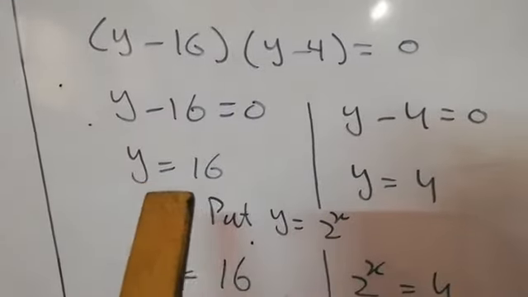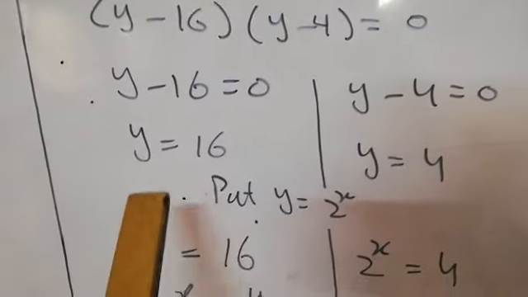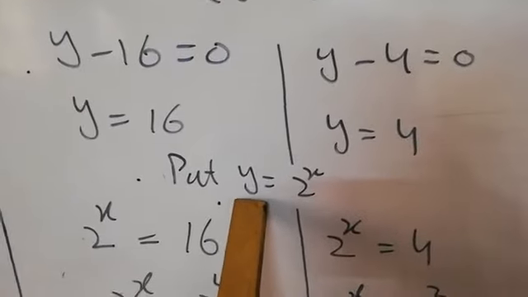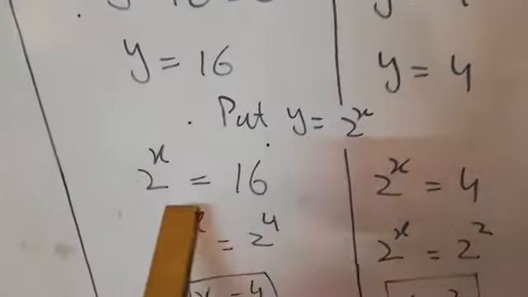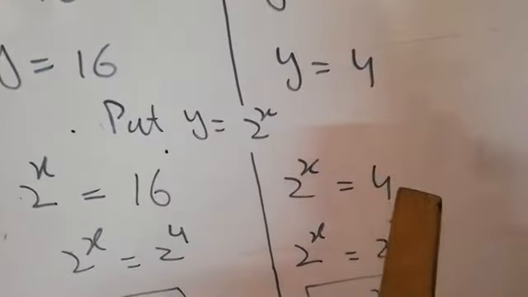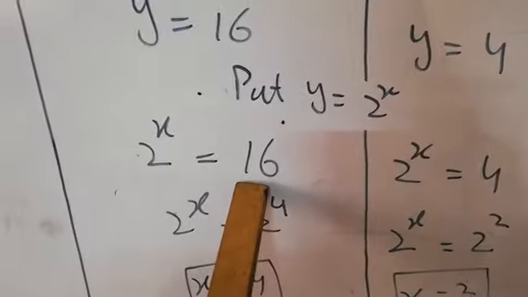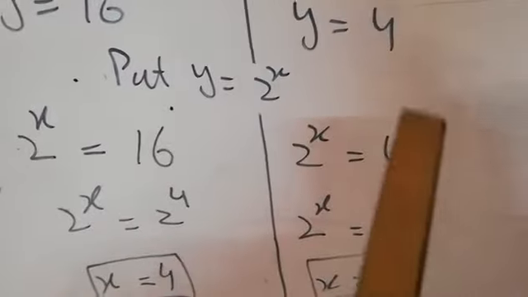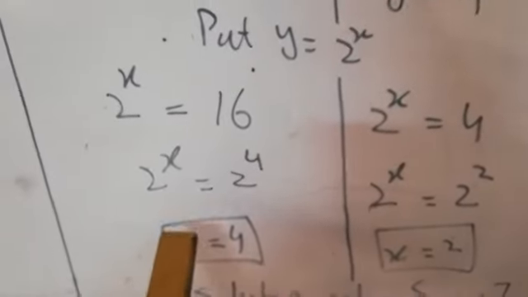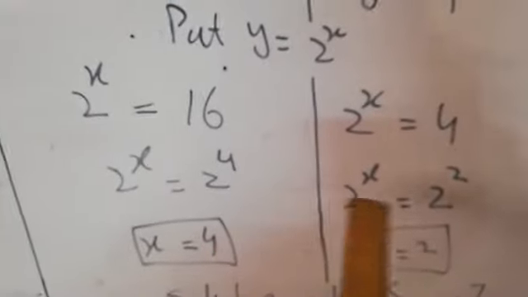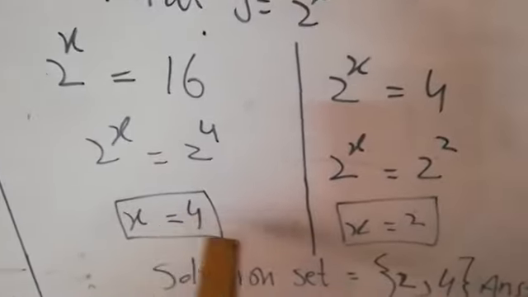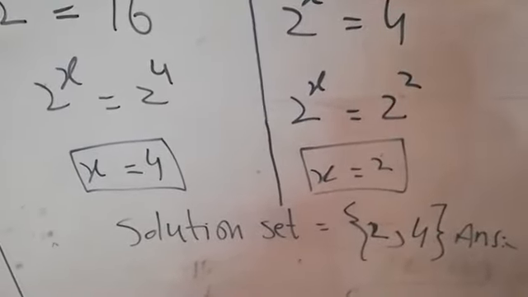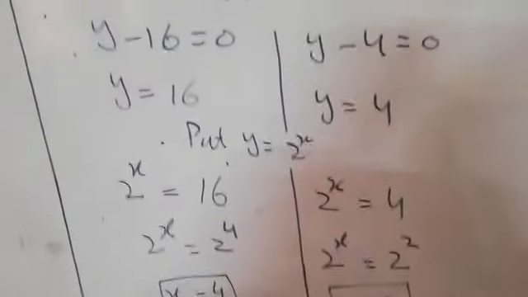Two situations, after getting which we get the values of y, which are 16 and 4. Now we will put back the value in the form of x. y is equal to 2 raised to power x. So 2 raised to power x is equal to 16, and 2 raised to power x is equal to 4. With the help of prime factorization, we get 2 raised to power 4 is equal to 16 and 2 square equals to 4. Again you can observe that the bases are the same, so their exponents will be equal. So the value of x is equal to 4 and here the value of x is equal to 2. So this is the solution set: x has two values, 2 and 4. This is the end of exercise 1.3.